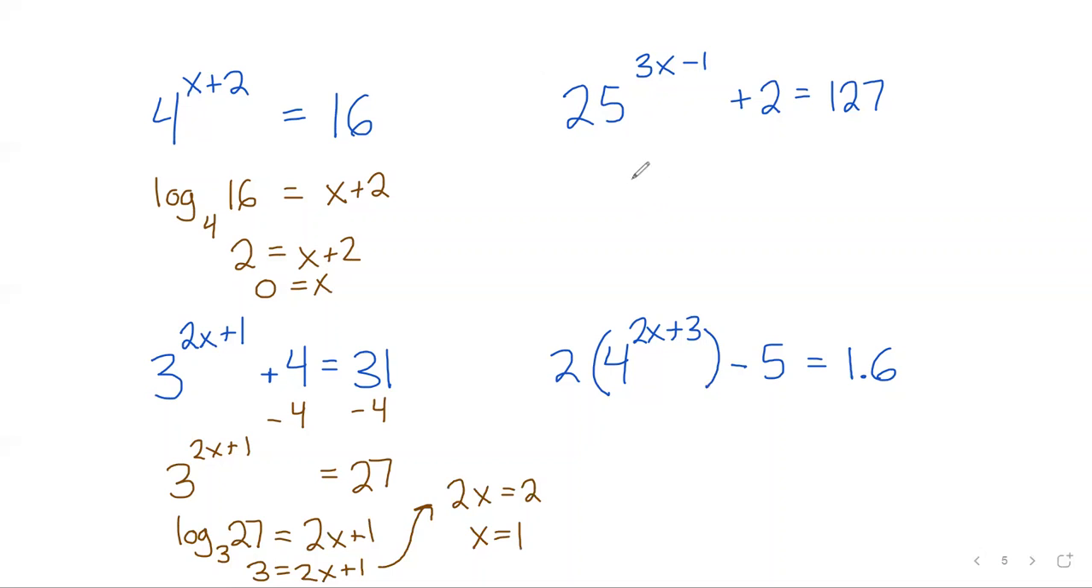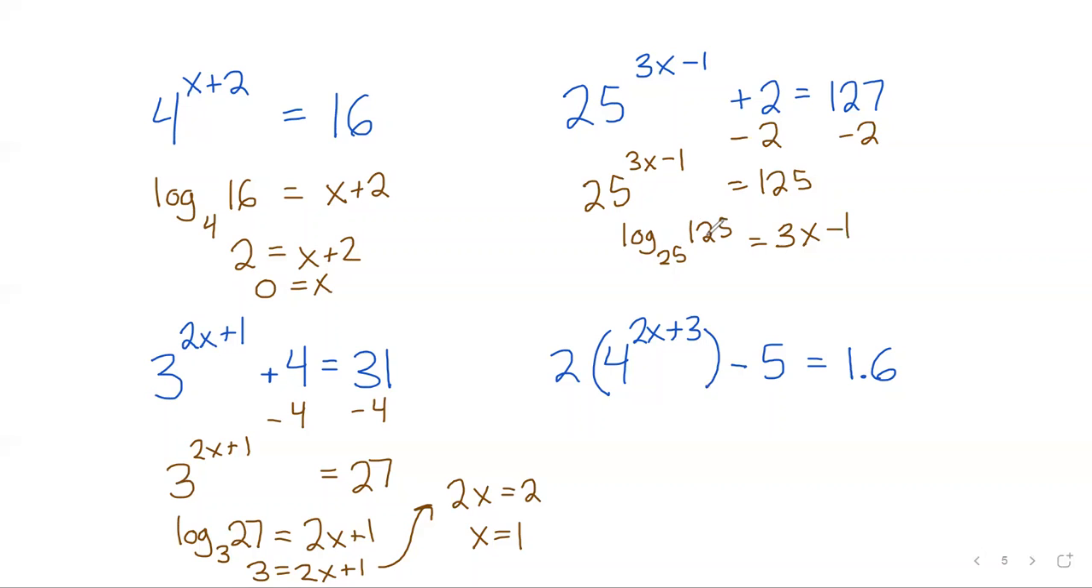All right, third one. 25 to the 3x minus 1 plus 2 equals 127. Okay. Again, we want to get the exponent part on its own first. We see that there's an unknown in the exponent, so we need to put this in log format. This is specifying the exponent that turns 25 into 125.